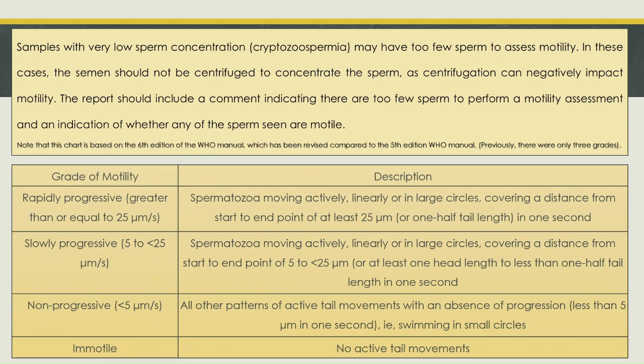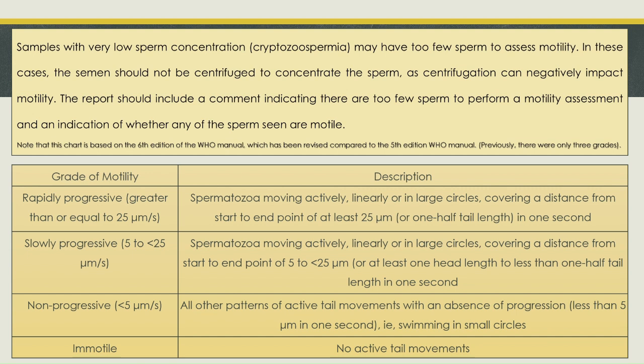Grade of motility. Rapidly progressive, greater than or equal to 25 micrometers per second. Description: spermatozoa moving actively, linearly, or in large circles, covering a distance from start to end point of at least 25 micrometers, or 1/2 tail length, in 1 second. Slowly progressive, 5 to less than 25 micrometers per second. Spermatozoa moving actively, linearly, or in large circles, covering a distance from start to end point of 5 to less than 25 micrometers, or at least 1 head length to less than 1/2 tail length, in 1 second.